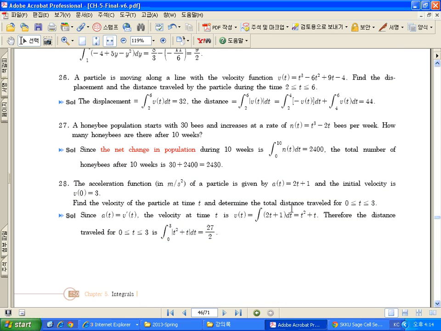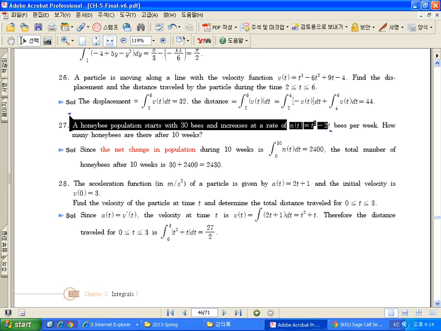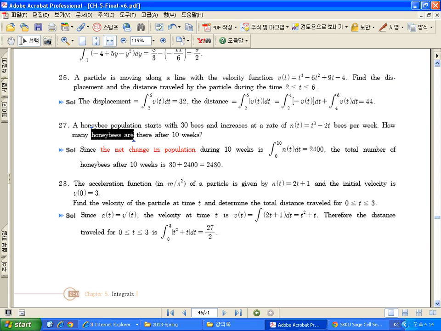After you get the answer, then you check whether it is a reasonable one or not, whether it is in the domain or not. For example, the honeybee population starts with 30 bees and increases at the rate of t cubed minus 2t bees per week. Then how many honeybees are there after 10 weeks?